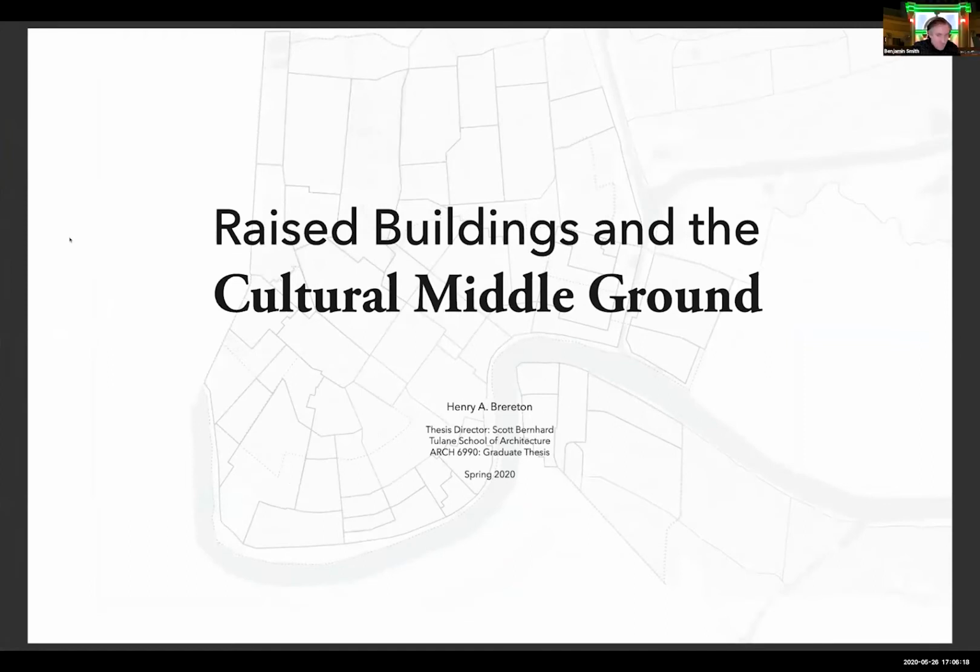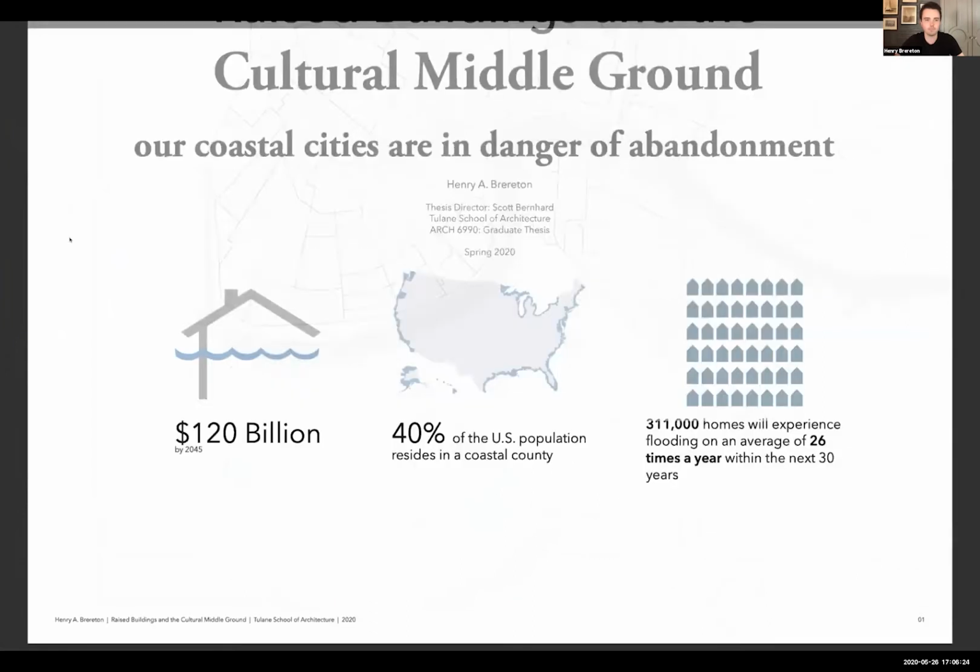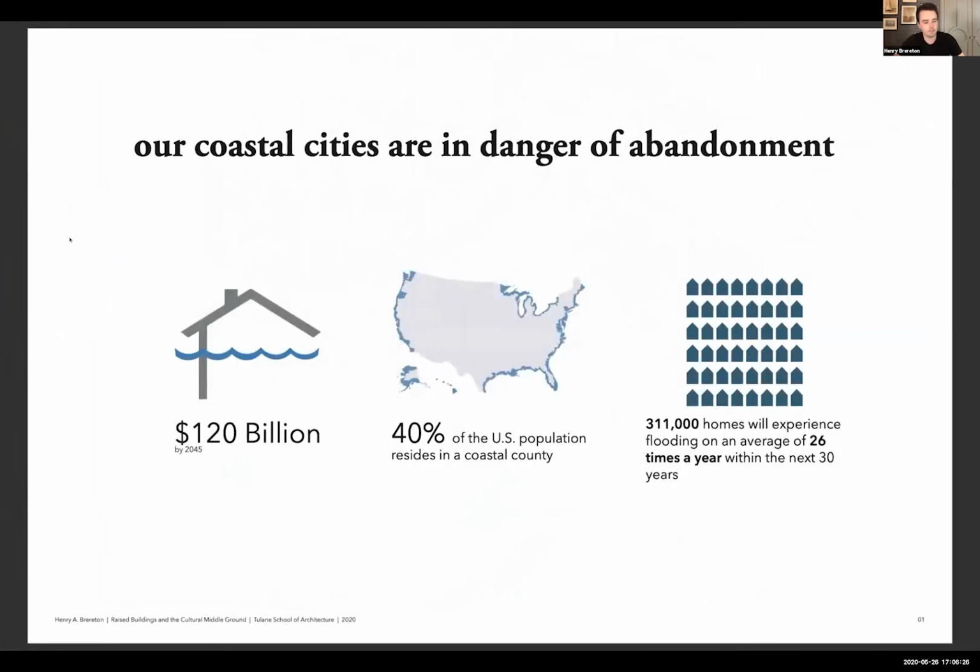Okay. My name is Henry Brereton, and I worked with Scott Bernard on his thesis titled Race, Buildings, and the Cultural Middle Ground. For my thesis, I chose to investigate ways in which we can improve the resiliency of the built environment within coastal cities threatened by flooding events.